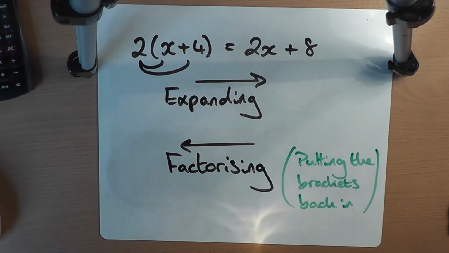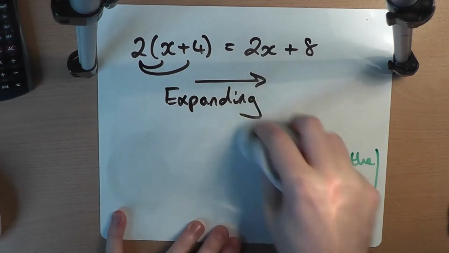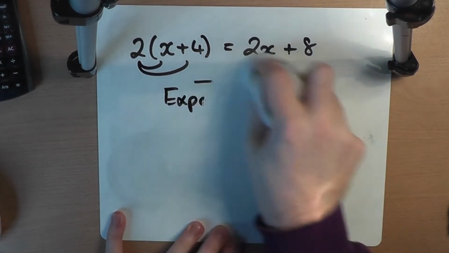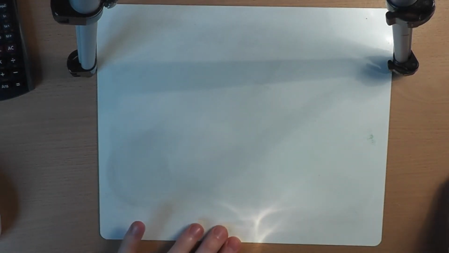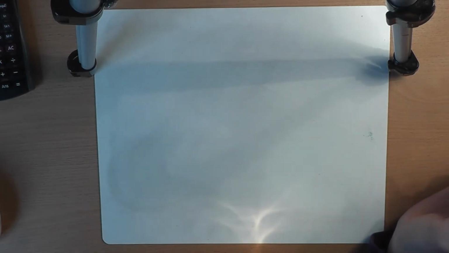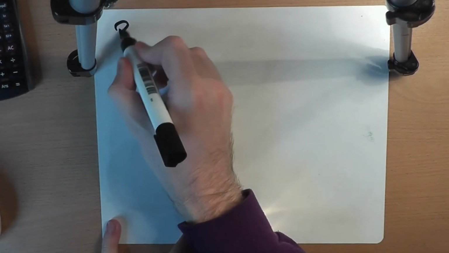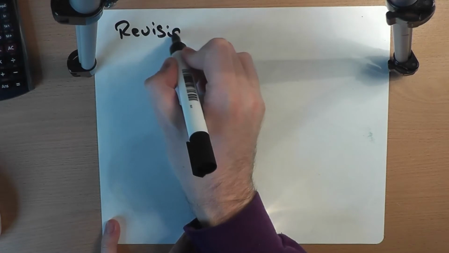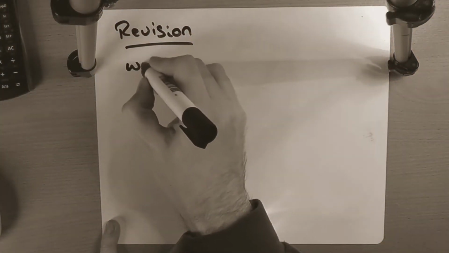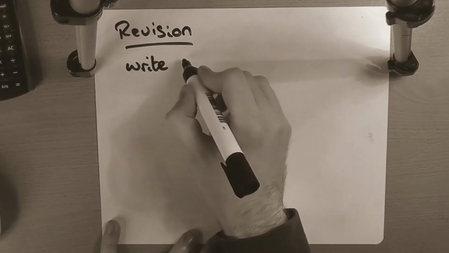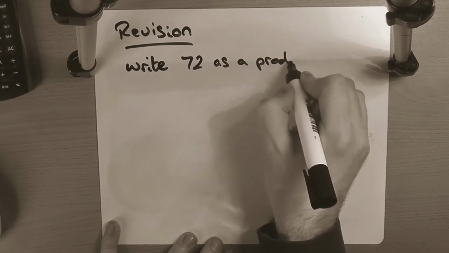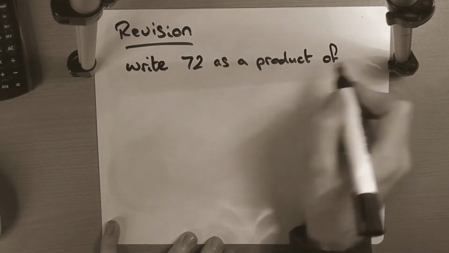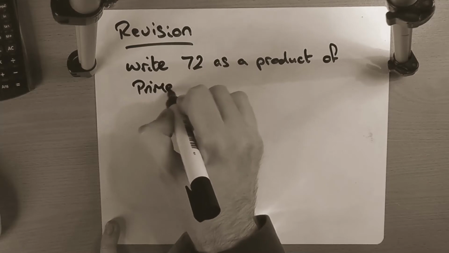Now to do that effectively, to have a nice simple way of doing that that works every time, what we're going to do is think back to something from a long time ago. So this is a quick revision question. And the revision question is, write 72 as a product of prime factors.